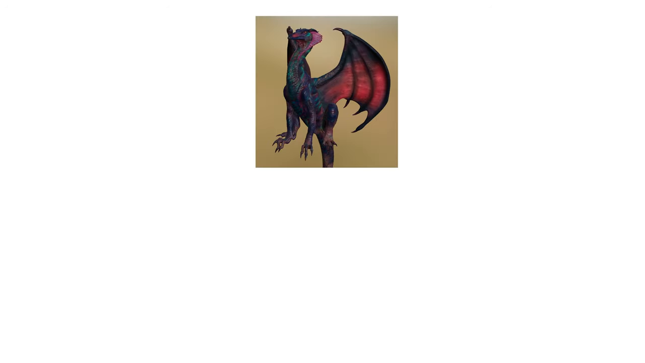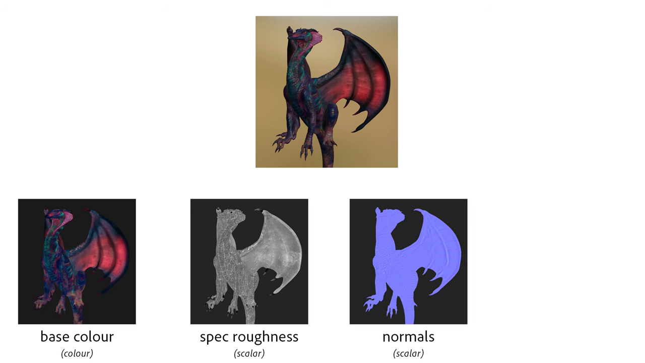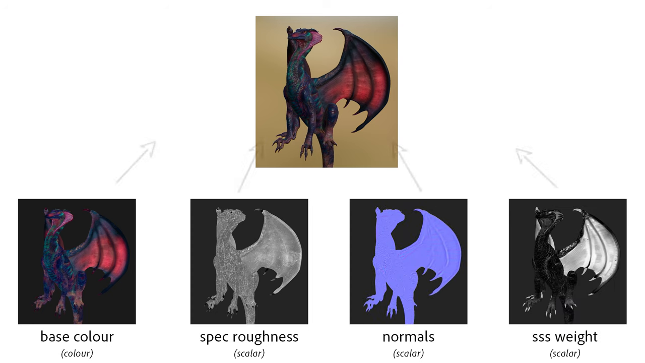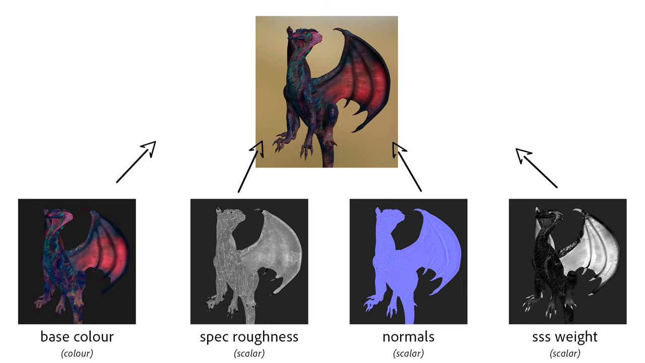In texturing, you have a number of channels which contribute to the shader we add to our object. Those channels will either be seen directly on the mesh or used to drive some attribute of the shader. For example, when we paint our base color channel, we are defining the color of parts of the mesh.